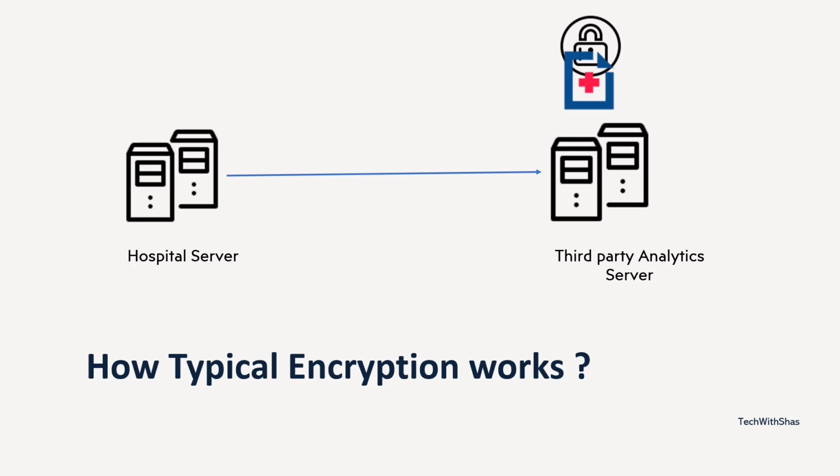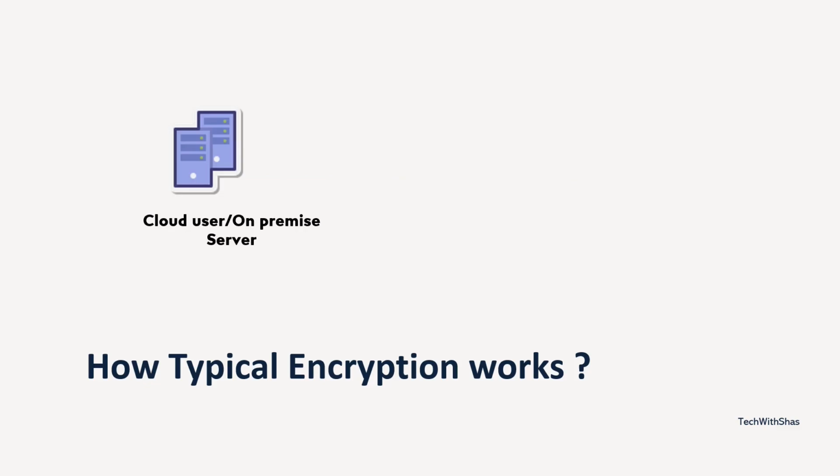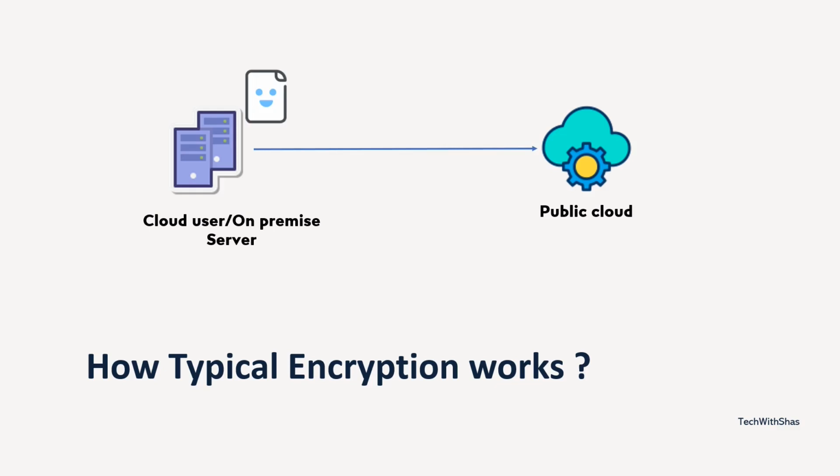Now, as a second example, we'll talk about a financial institution or cloud user, right? Suppose a company wants to use some cloud infrastructure, like a public cloud such as AWS or Azure, and they want to do some processing, or use the computational power of the cloud servers. So what will they do? They will again do the same thing. They will have some file, they will encrypt it with some encryption keys and send it to the public cloud.